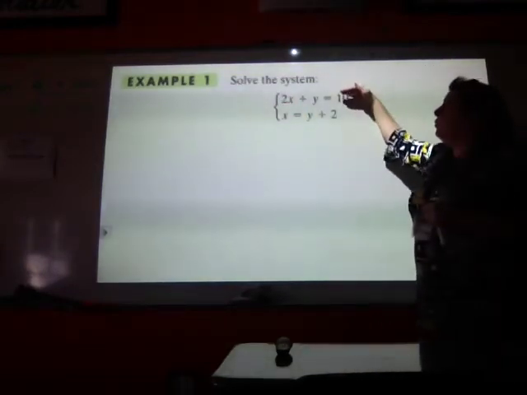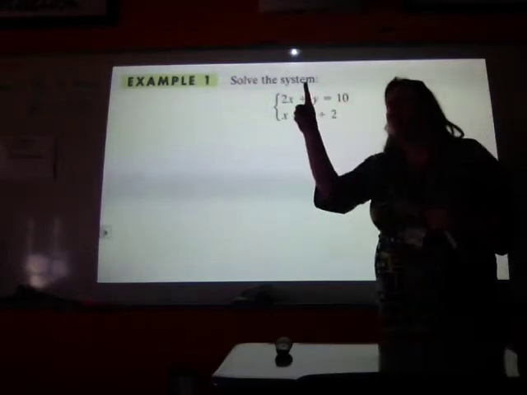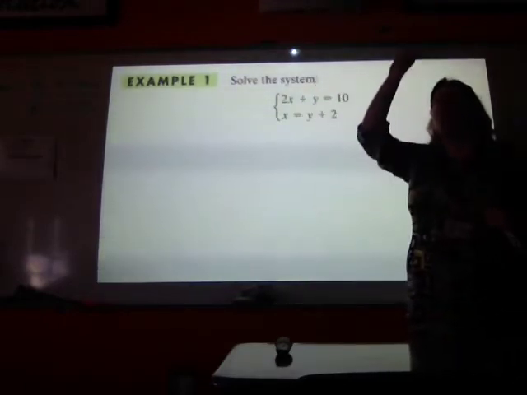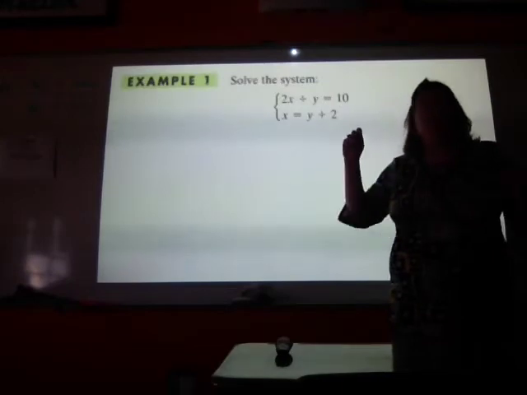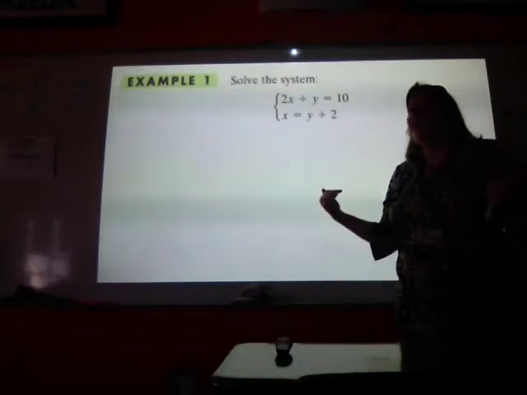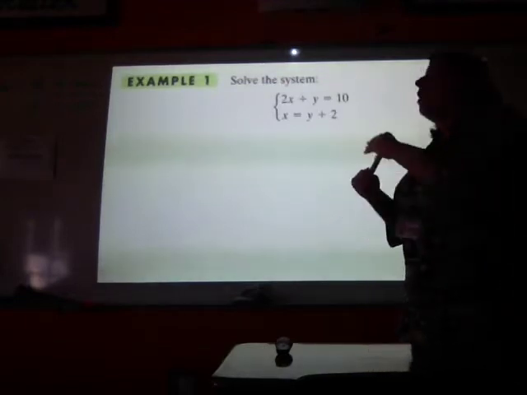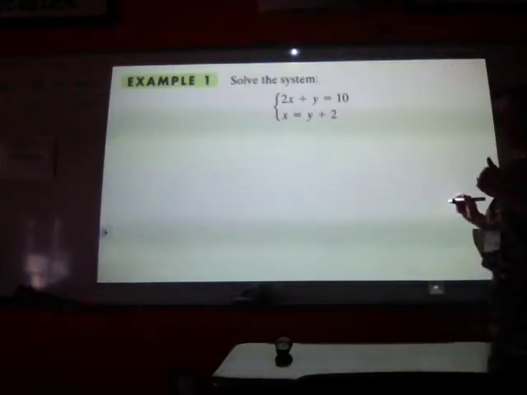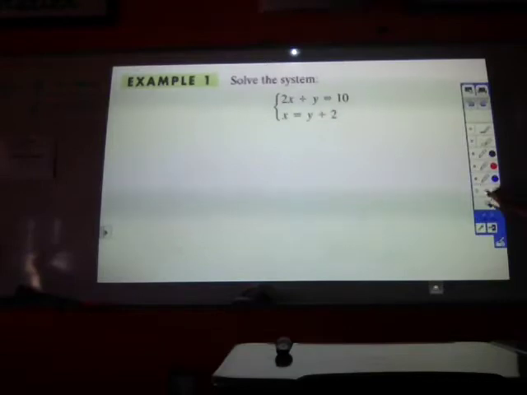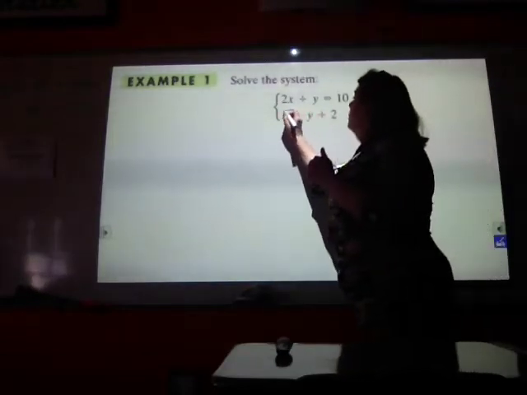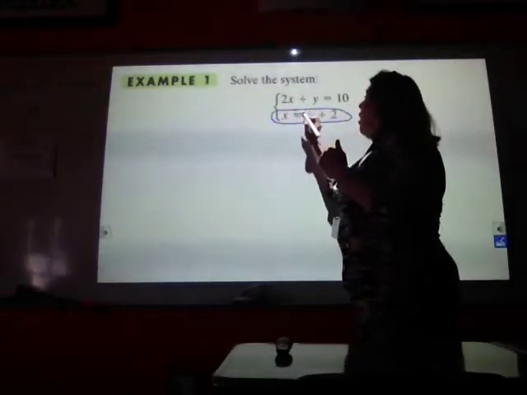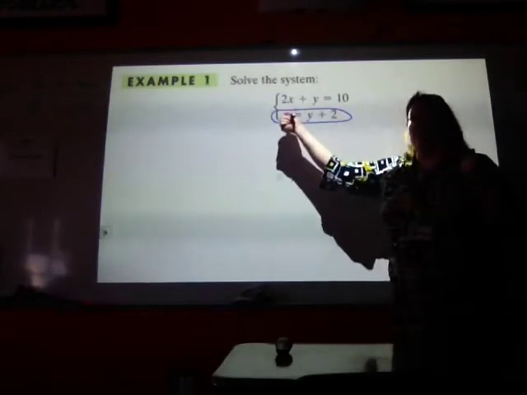Okay? So equation 1 or equation 2. And we want one of them to be solved for one of the variables. Did it already give me that? Yes. So step 1's already done for me. Which equation is already solved for a variable? The second one. So this equation right here is already solved for x.